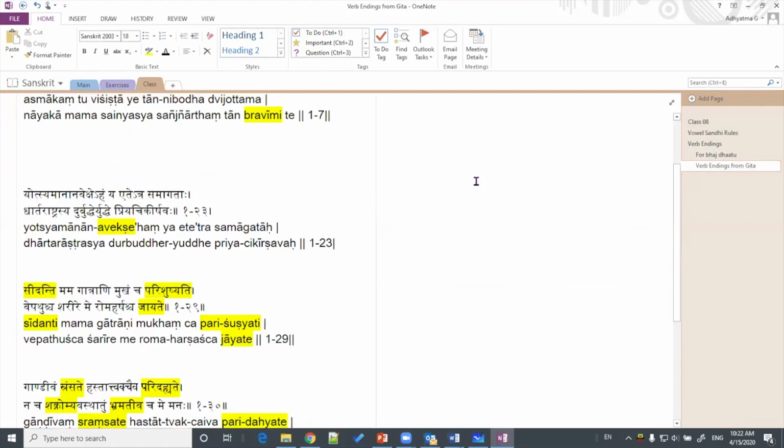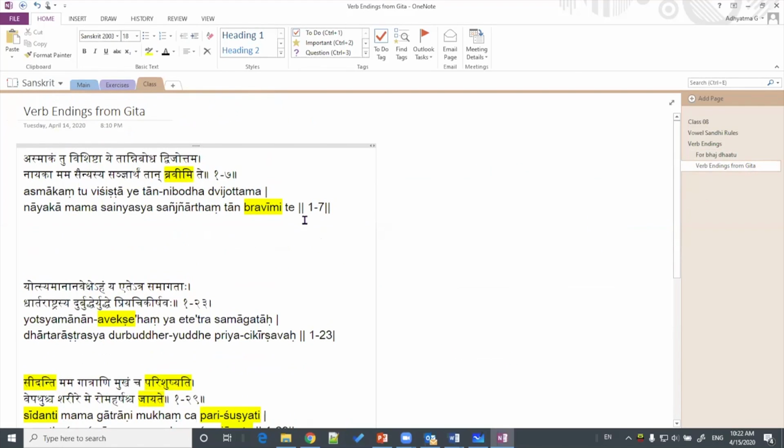So I have mentioned the verse numbers here. You can actually look it up later, and we will include these in the notes so that you know where the verbs are. So in verse 1:7, you see bravimi.